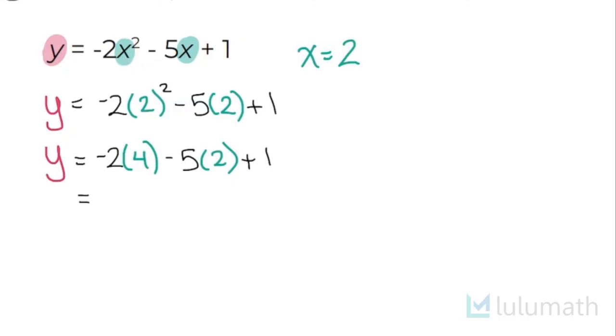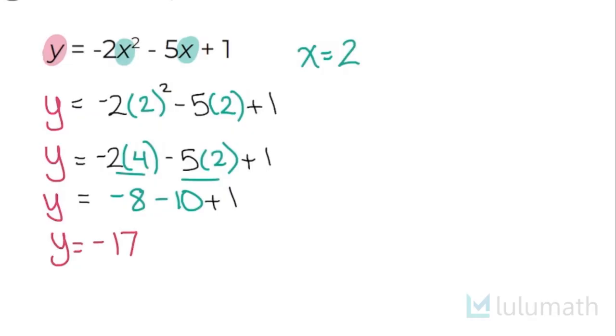And now I will multiply, so negative 2 times 4 is negative 8. Negative 5 times 2 is negative 10. And then I've got a plus 1. So negative 8 minus 10 is negative 18, plus 1 is negative 17. So seeing here, I see that a single input will give me a single output. But again, there are infinite inputs, so I can't do this infinite times.